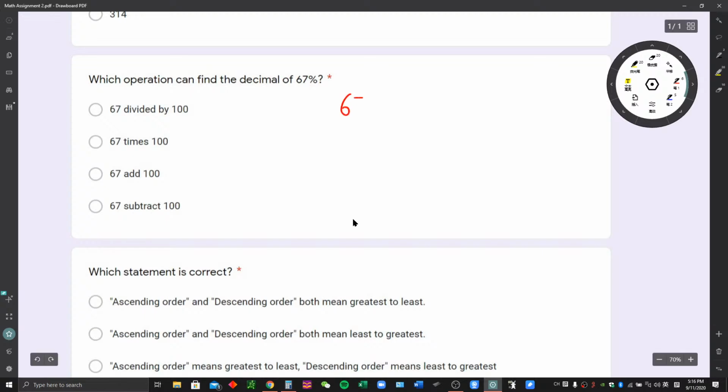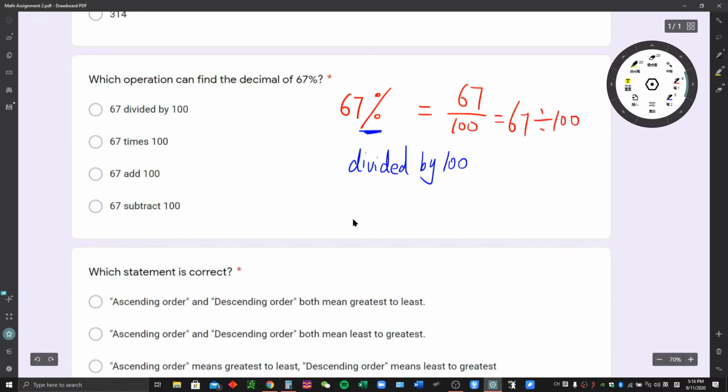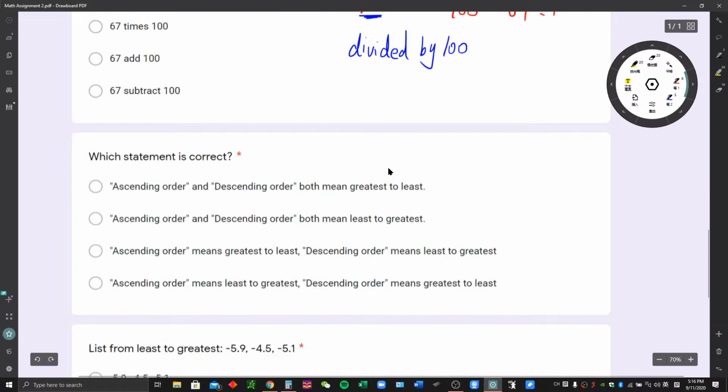And next, which operation can find the decimal of 67%? To answer this, we have to understand what the percent symbol means. This symbol means divided by 100. Therefore, 67% means 67 divided by 100. So what we should do is 67 divided by 100. You need to understand the meaning of the percent symbol: divided by 100.